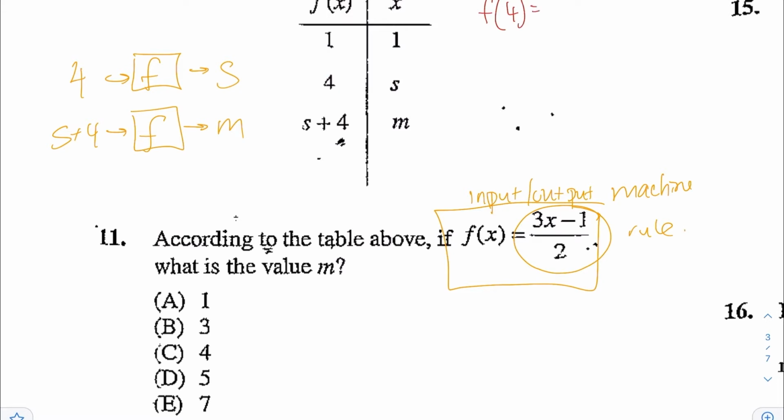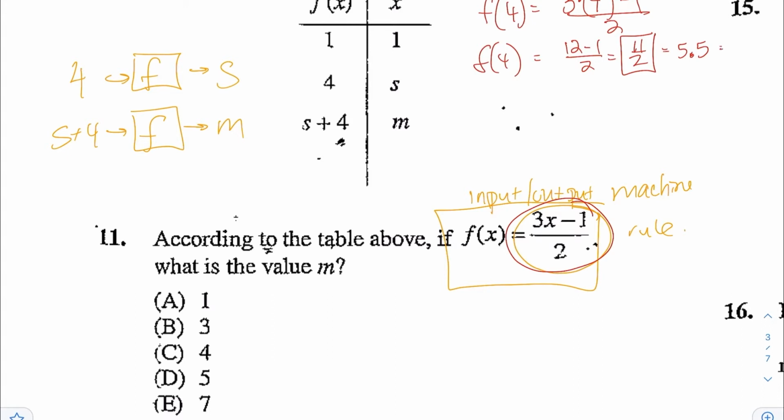And the rule tells you to do 3 times 4. Then you subtract 1 and you divide by 2. That's going to be 12 minus 1 over 2, or 11 over 2. You can also write this as 5.5. So that means that f of 4 is equal to s, which is equal to 5.5. And once you know what s is, you can then substitute in to solve for m.